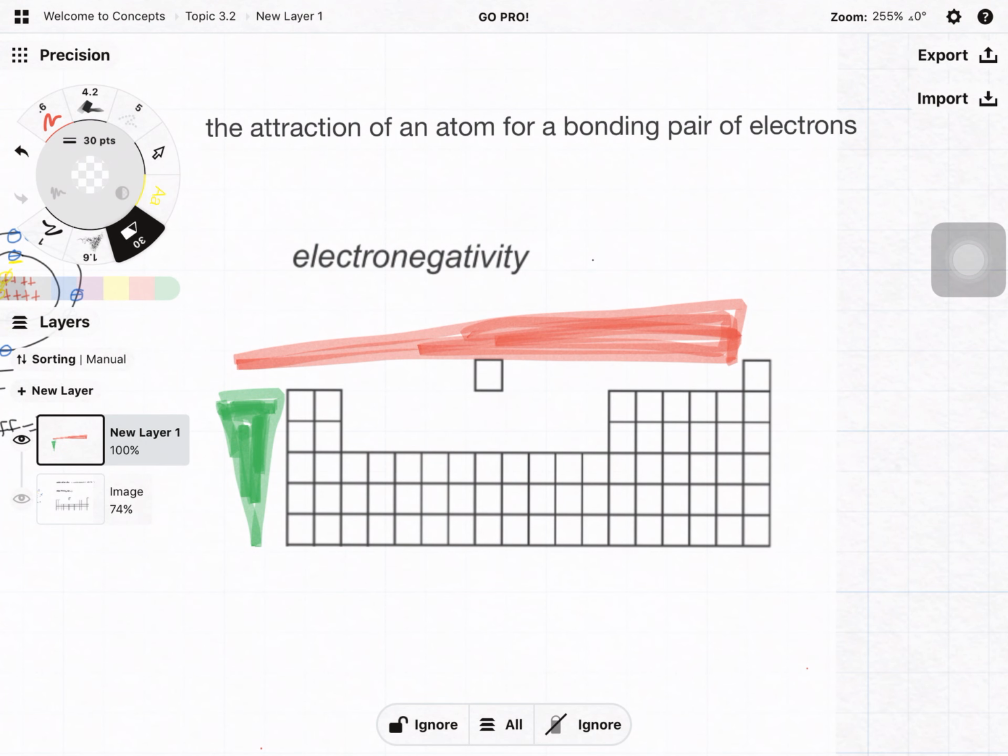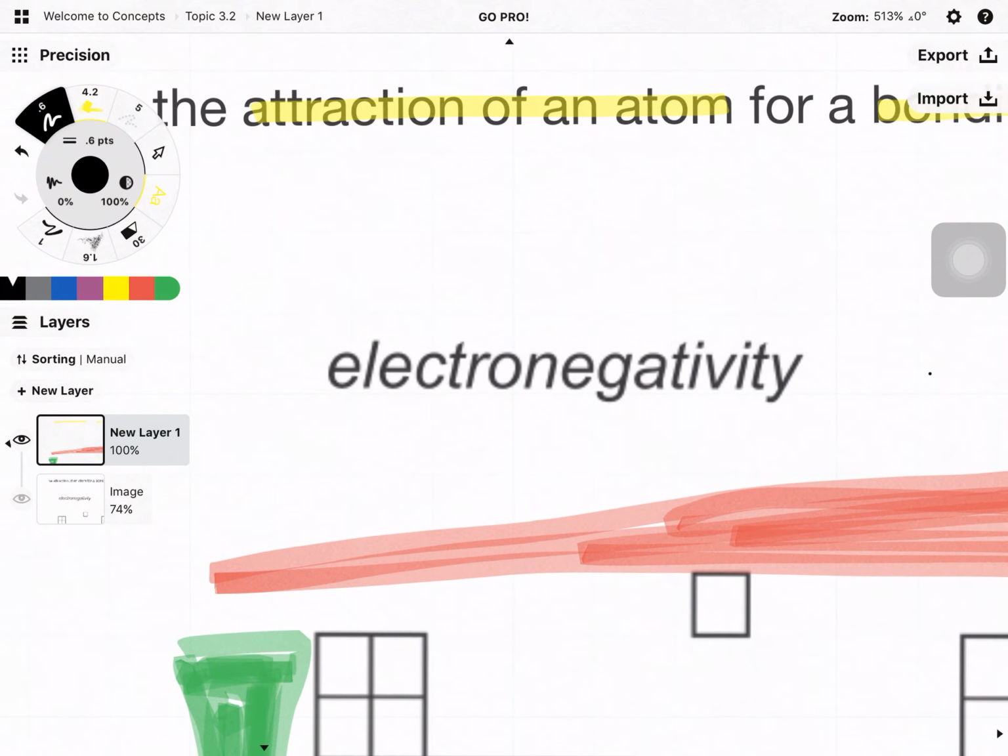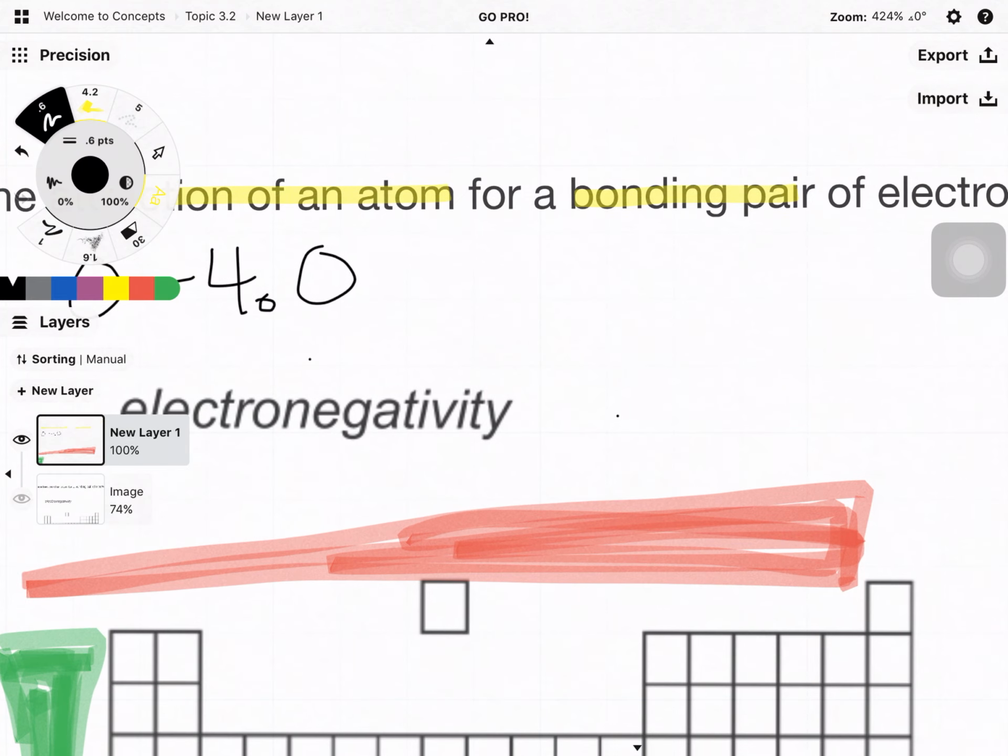Okay, the very last trend that we're going to look at in these notes is electronegativity, and the definition of this is how attracted an atom is to a bonding pair of electrons. Now we measure this on a relative scale. The scale basically goes from 0 to 4. And we call this the Pauling scale, invented by Linus Pauling.